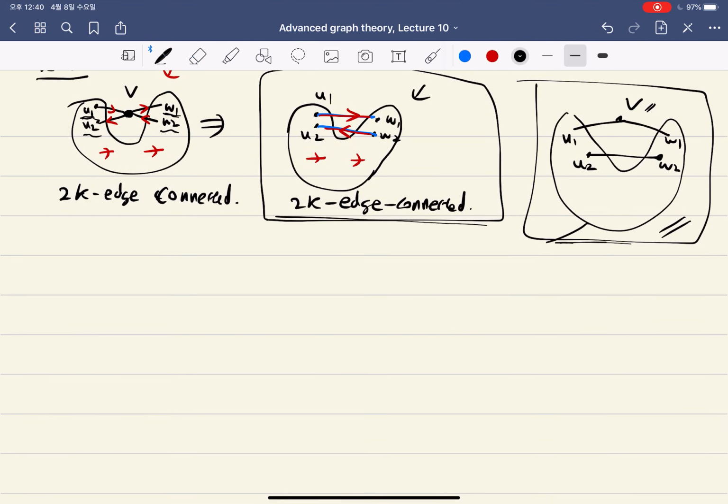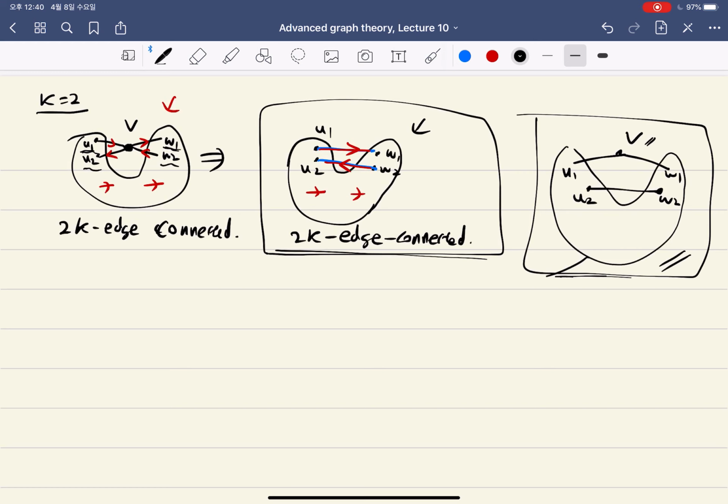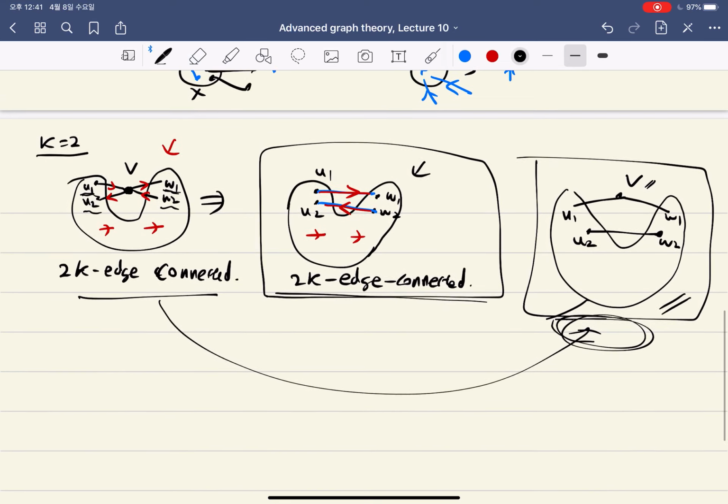So what we do is we make some new notion which is slightly weaker than edge connectivity, but all this graph and this intermediate graph also satisfy that notion.